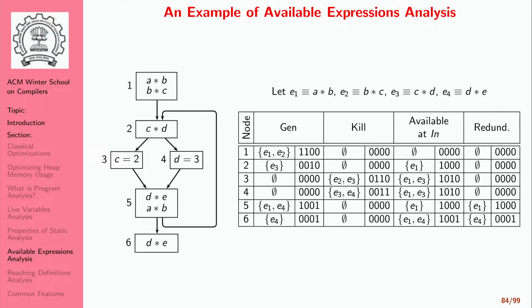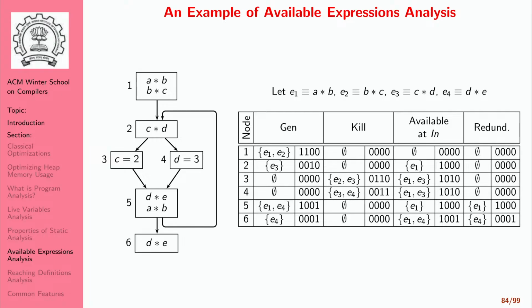What about node 2? Only E3 is evaluated, nothing is modified. What about node 3? Nothing is evaluated, but for which expression is the availability killed? For the expression for which C is the operand. So here gen is all zeros and E2 and E3 are killed. So second and third positions are 1. Here 3 and 4 are killed. The third and fourth positions are 1. Right. So similarly, we have gen and kill here.